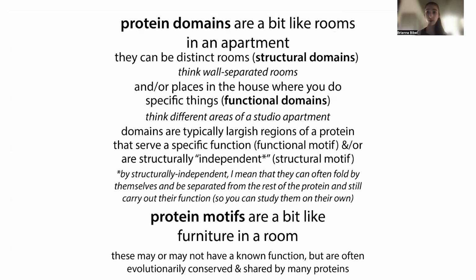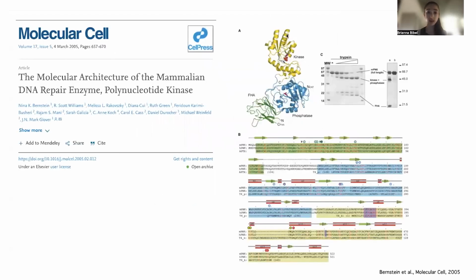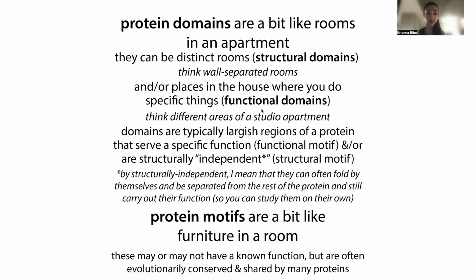If you have a studio apartment or efficiency apartment, where you have a separate bathroom but everything else is in the same room, the bathroom would be like a structural domain. It's a distinct part of the protein. And typically when we talk about structural domains of the protein, it's something that could fold independently of the other parts. Now, this may or may not also be a functional domain, which is a place in your house where you do specific things. So this would be like the different areas of your studio apartment.